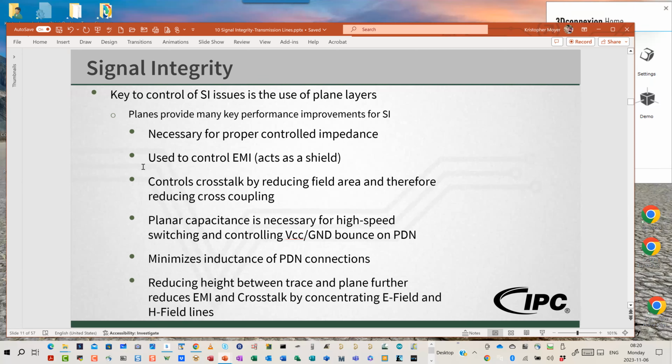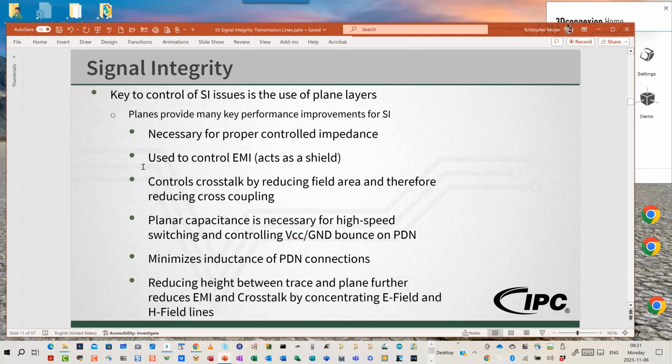They will also act, there are multiple ways they'll act as a shield, both in absorbing energy and restricting the area that the energy can move out to. We'll see that here shortly. They'll control crosstalk by reducing the field area and therefore reducing the cross coupling. And planar capacitance is necessary for high-speed switching and controlling VCC and ground bounce on the PDN. And they will minimize inductance of the PDN connections.